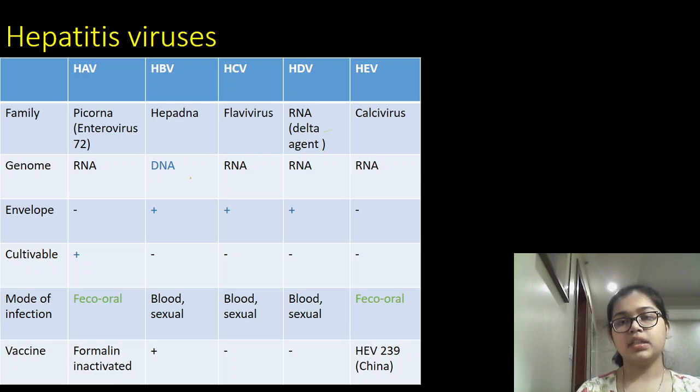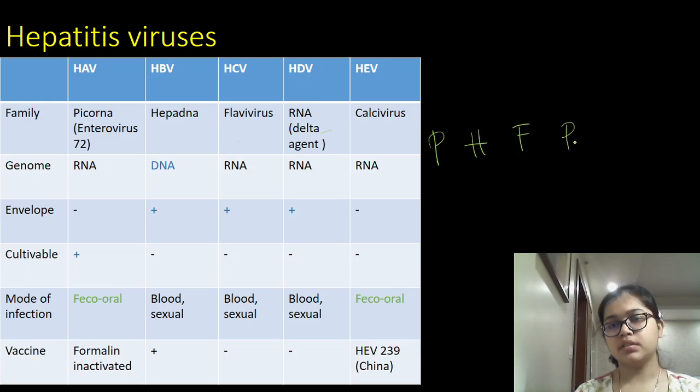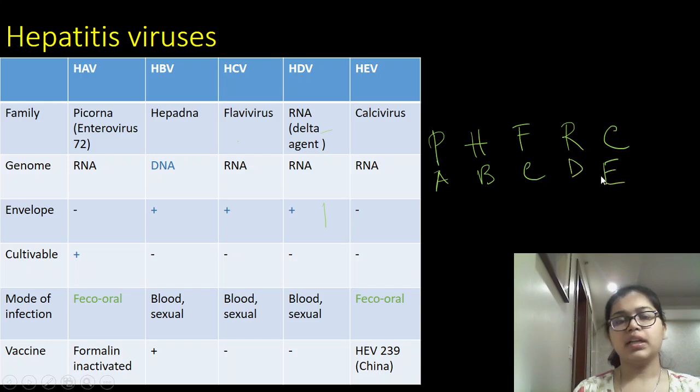Hepatitis viruses, a small mnemonic that can be used to actually remember the families is "private hospitals favor rich clients." That's type A, B, C, D, and E: Picornavirus, Hepadna, Flavi, RNA or delta agent, and Calicivirus. DNA is only present in the genome of the hepatitis B virus.